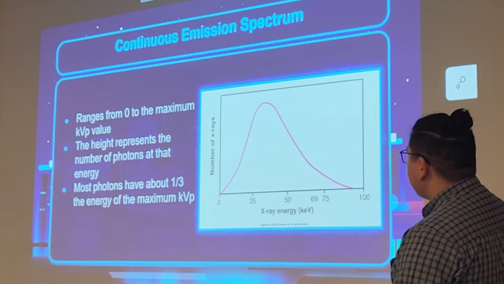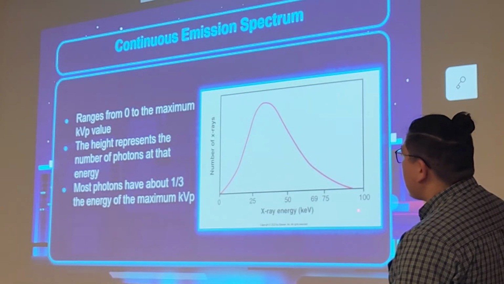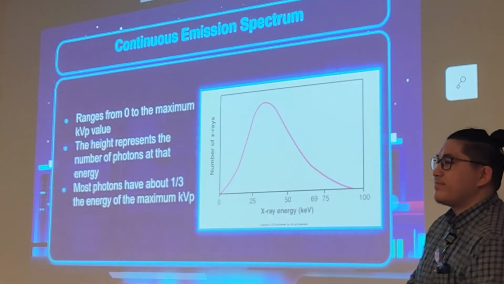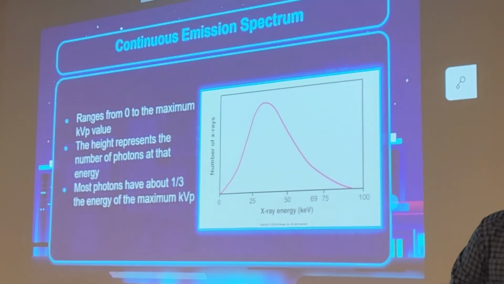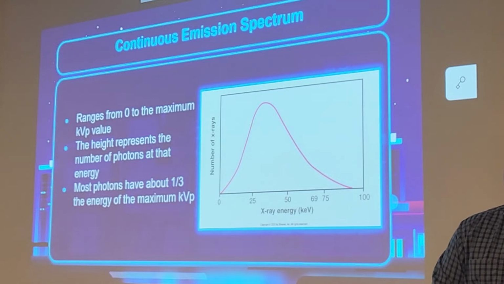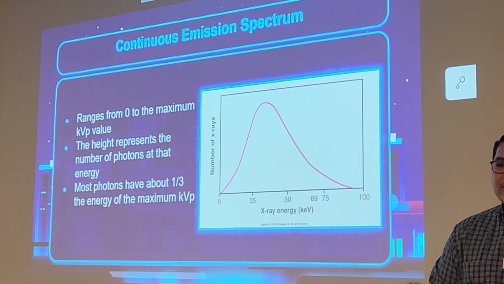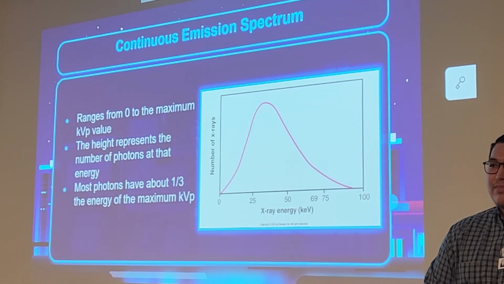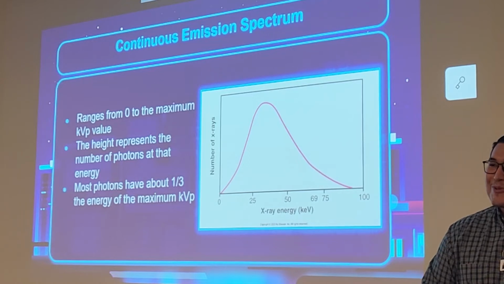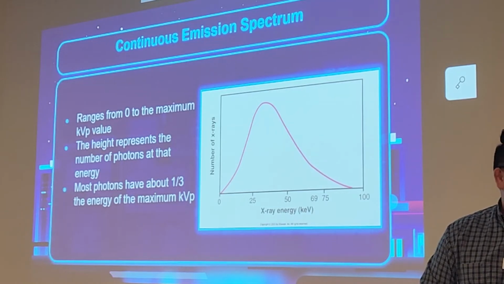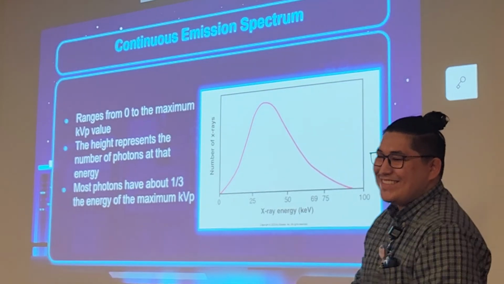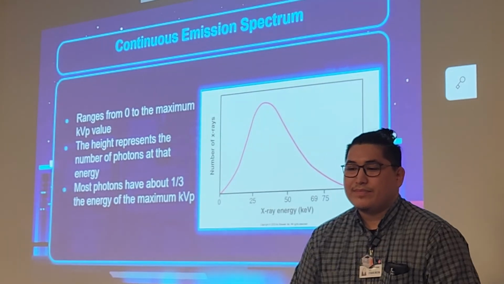Let's see. If this is a maximum KVP of about 100, what do you think the peak would be? Maybe like 35. So about 1/3 of 100 would be about 33.3. Good. That's good enough.